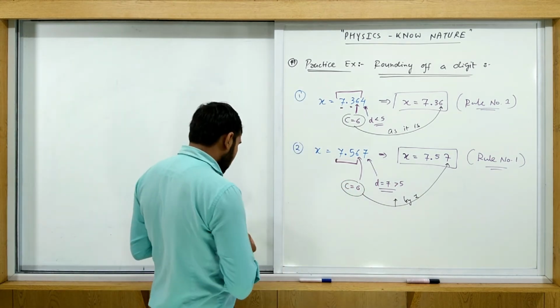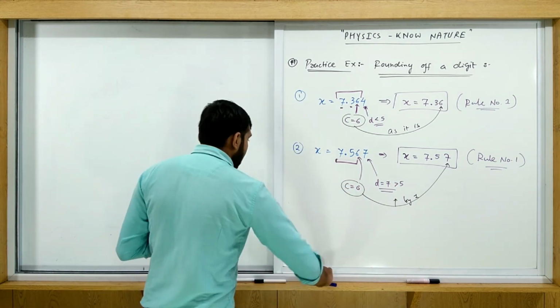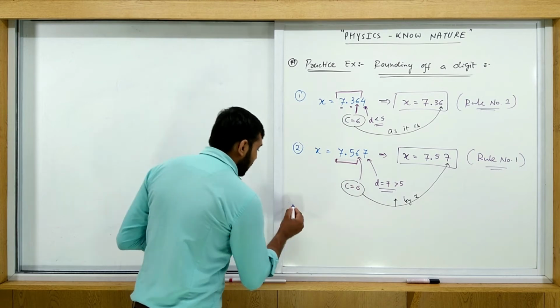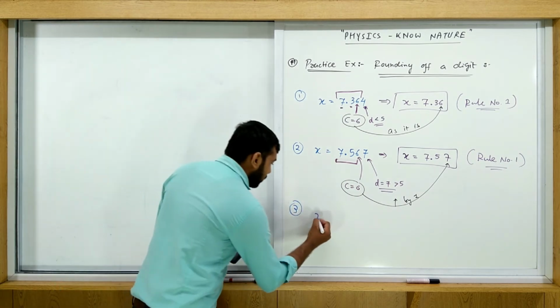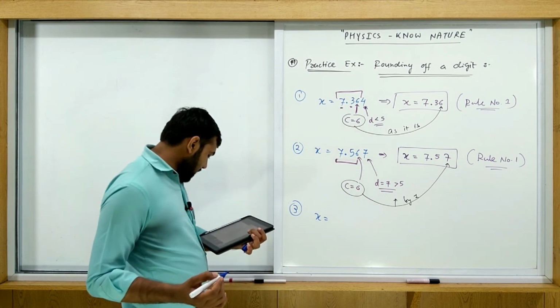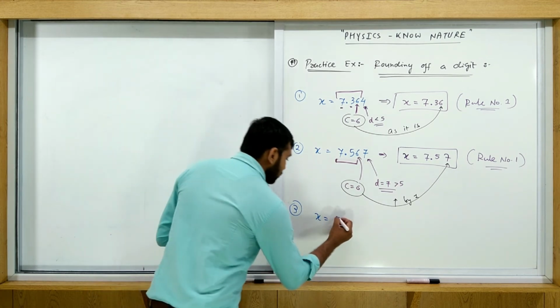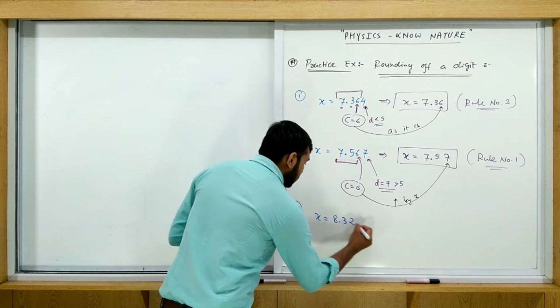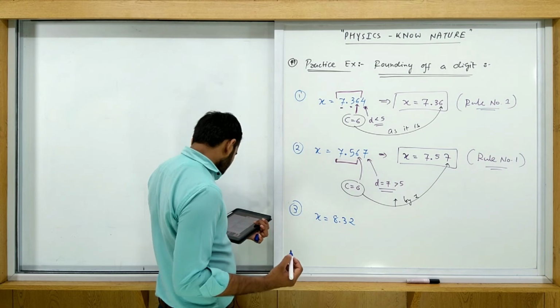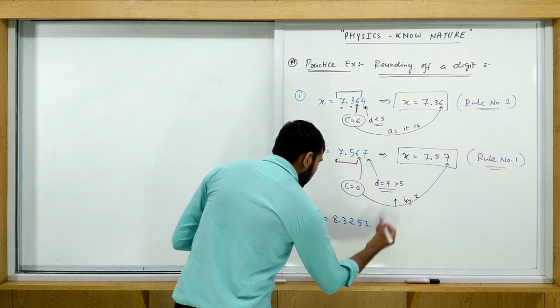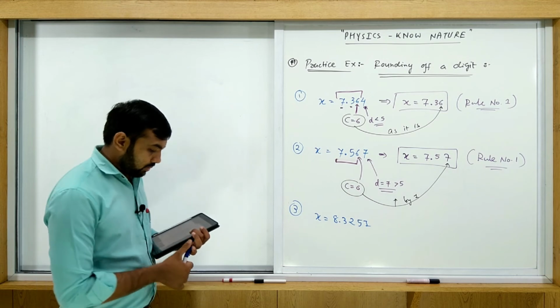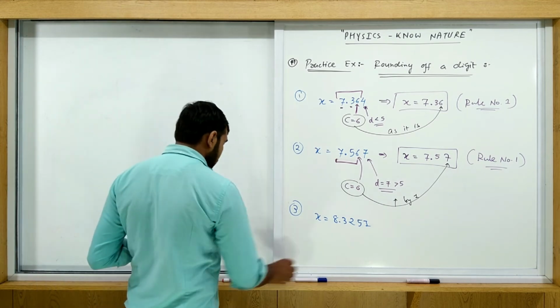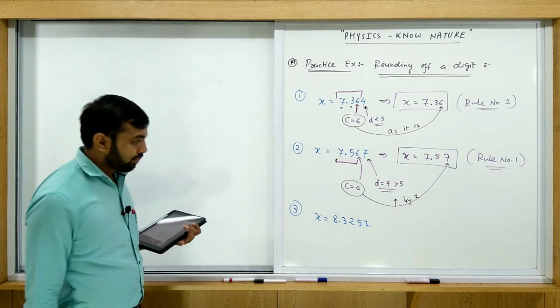Okay, write the third one. Write the third problem and try to solve it by yourself. Write x is equal to 8.3251. Pause your screen for 30 seconds and try to solve this example, then after that we will go to the solution. Okay, your time starts now.